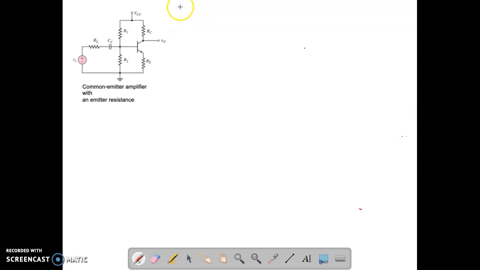Okay class, so now let's move to your AC equivalent. Why do you need to do AC equivalent? Because you want to derive the gain, the gain of your V out over Vs. So what is your gain? V out over Vs. In order to do that, we need to change the original circuit to what we call the AC equivalent circuit. How are you going to change the original circuit to the AC equivalent circuit?